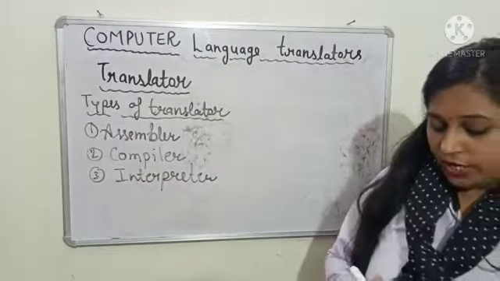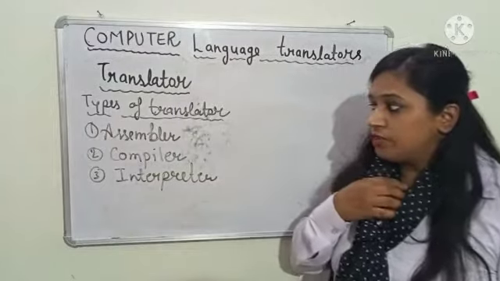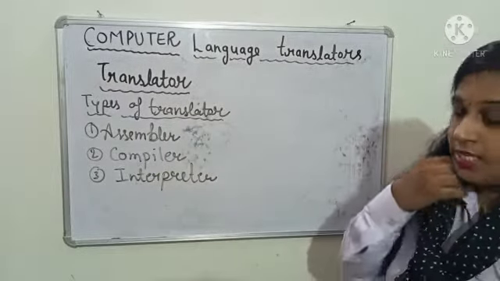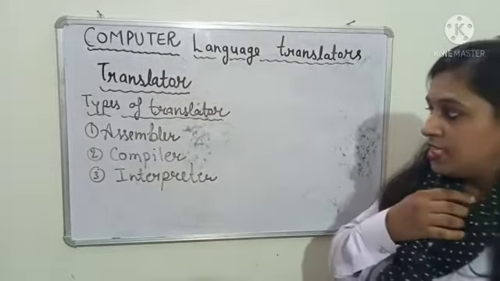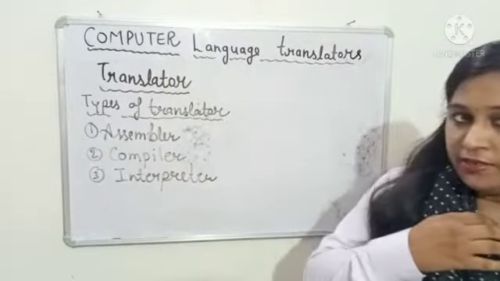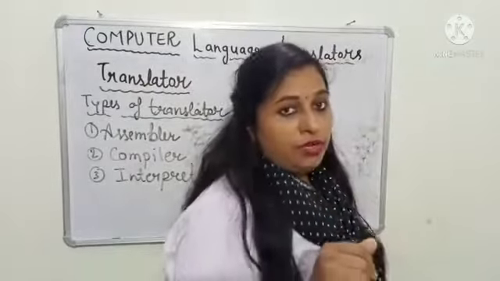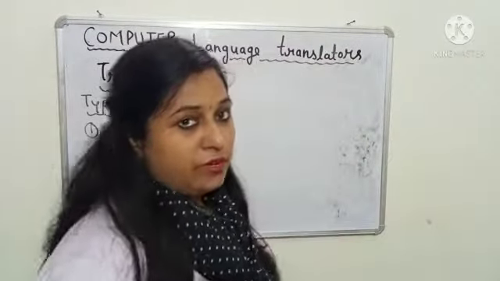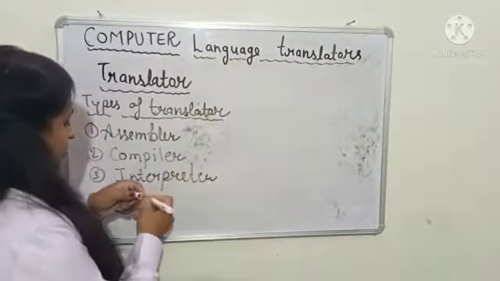So now we are going to discuss types of translator. There are 3 types of translator. The first is assembler, second is compiler, and the third is interpreter, right? So now we are going to discuss the assembler, that is the first translator, assembler.